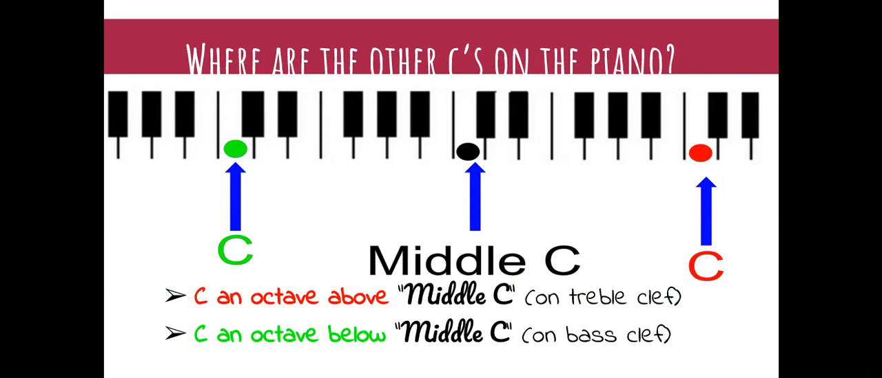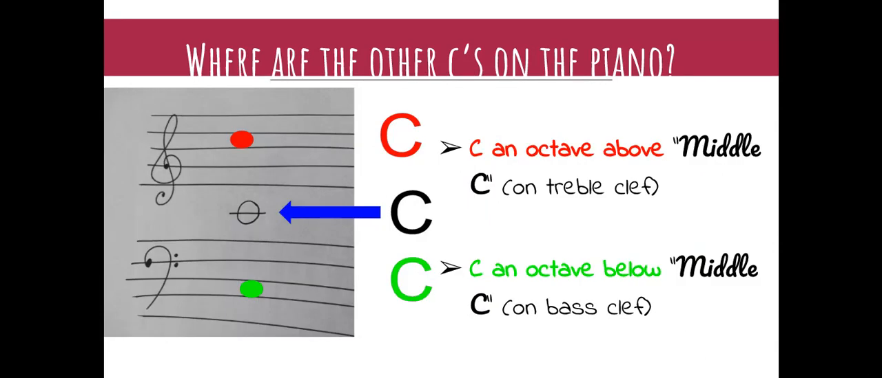So on this piano keyboard picture on the next slide, I've got middle C, which I've drawn in and coloured in black. And then to the right hand side, an octave above, I've got the C, which is just 8 notes above middle C. And I've drawn that one in red. And then if we go to the bass clef instead, to the left hand side, 8 notes below, we've got the C, which is just an octave below in the bass clef, and I've coloured it in green.